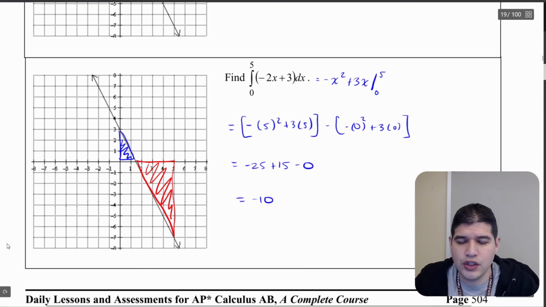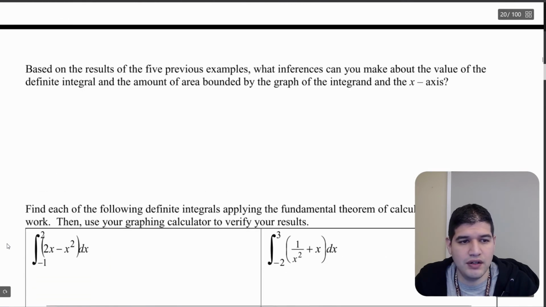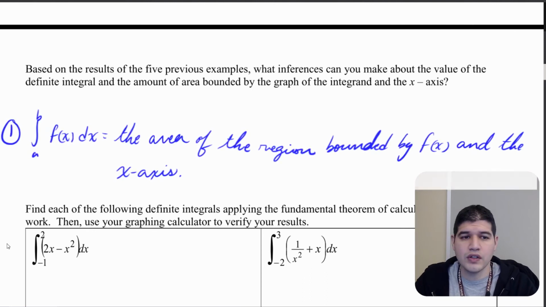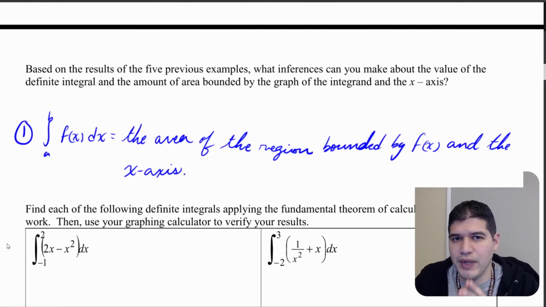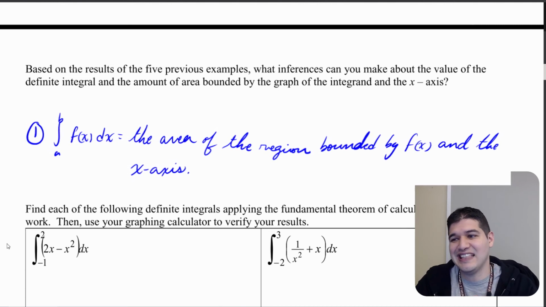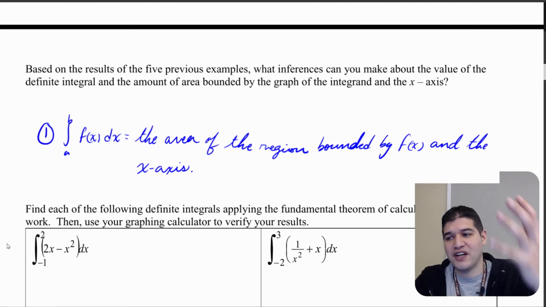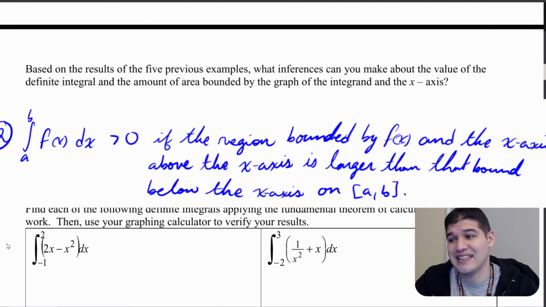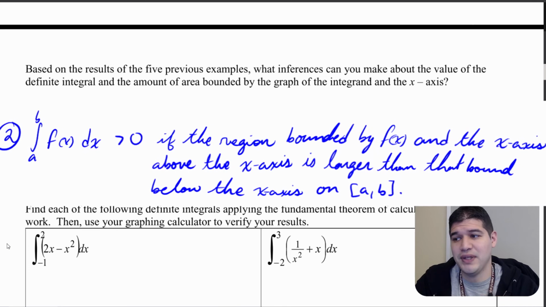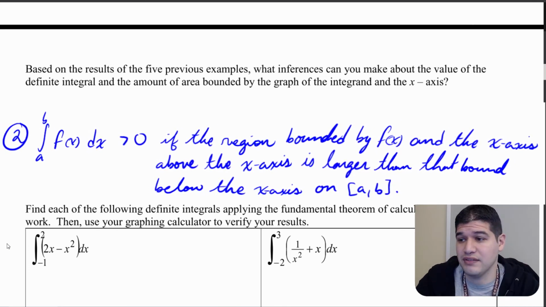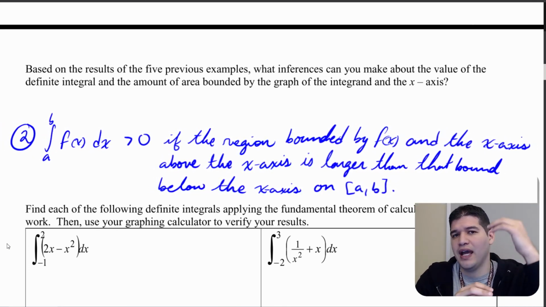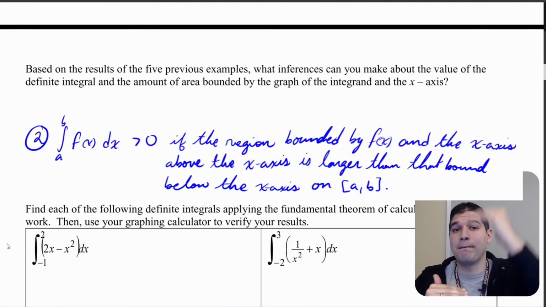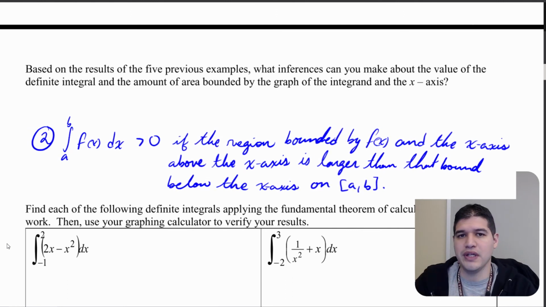So let's go ahead and conclude this video by making some inferences, some observations from our work so far. So first, we know that the definite integral from a to b of f of x dx is the area of the region bounded by the function and the x-axis. The second thing that we can conclude is that if the definite integral from a to b of f of x dx is positive, then the region bound by f of x and the x-axis is going to have more area above the x-axis than it does below the x-axis.